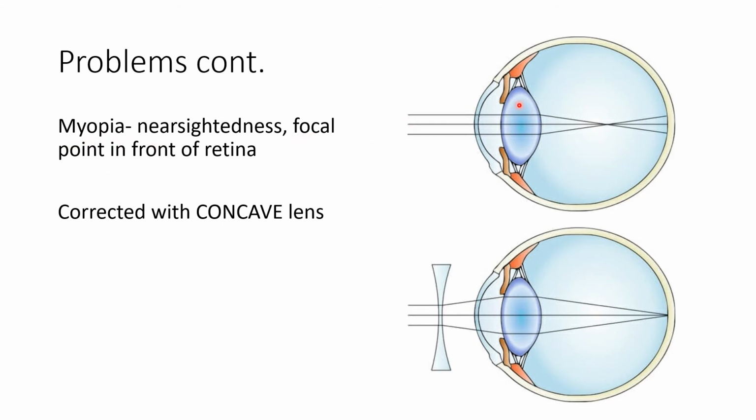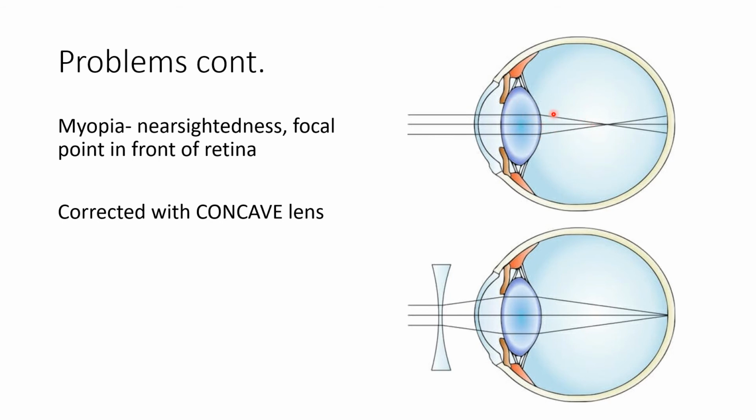So this is when, if you look in this upper diagram here, the lens is shaped in such a way that, as these black lines are representing light, as the light comes through the lens, it bends the light. That's the whole function of the lens, is to bend the light so that it can focus on the retina.